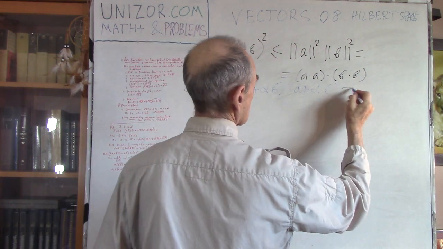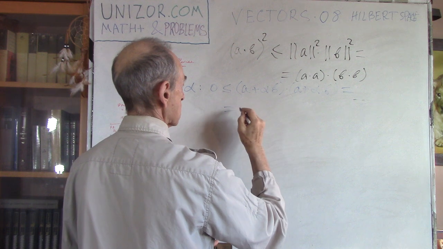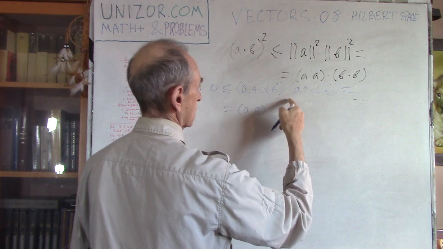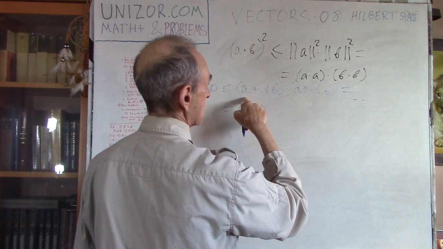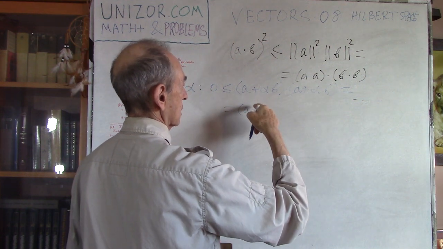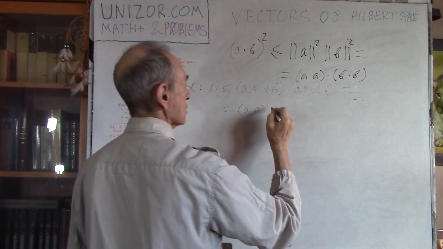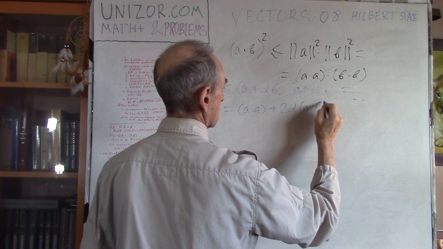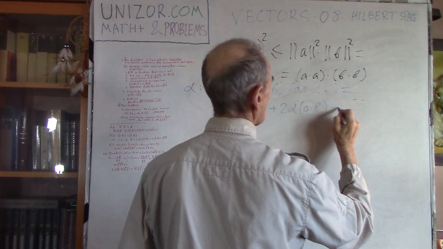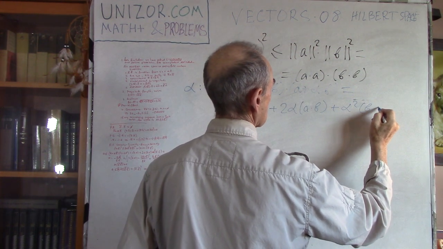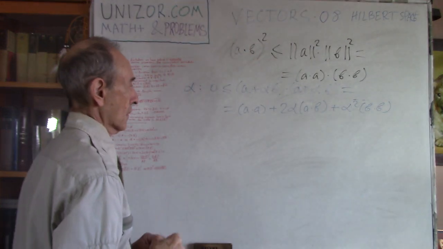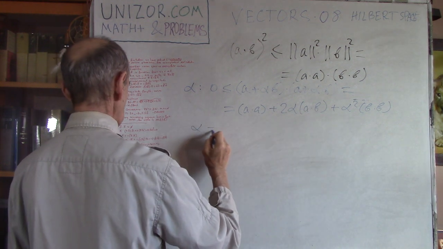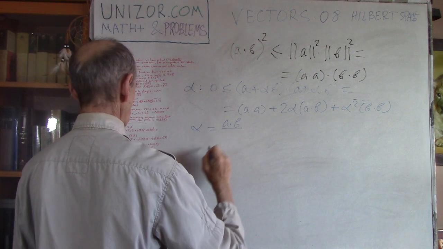Now, fine, let's open up the parentheses. A times A would be AA. Alpha B times A, that's alpha BA. And there is A times alpha B, that's alpha AB. But again, we have commutativity, so we can always have that this is plus 2 alpha A times B. And the third one is alpha square B times B. Okay? Now, this is for any alpha, doesn't really matter. So I will put alpha equals AB divided by BB.